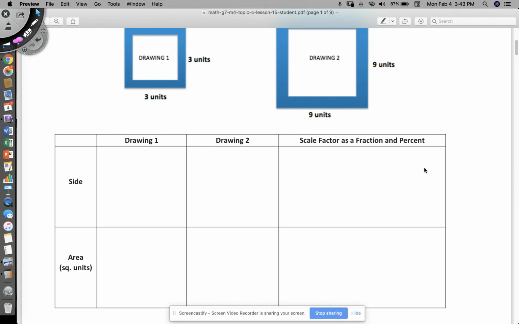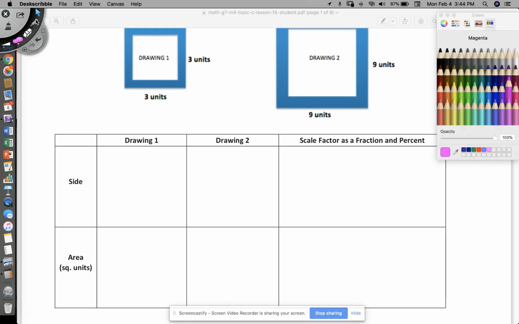It says for each diagram, drawing 2 is a scale drawing of drawing 1. Complete the accompanying charts for each drawing. Identify the side lengths, determine the area, and compute the scale factor. Convert each scale factor into a fraction and percent. Examine the results and write the conclusion relating to the scale factors of their area. All right, sounds like we have an awful lot to do, but it's really not that bad.